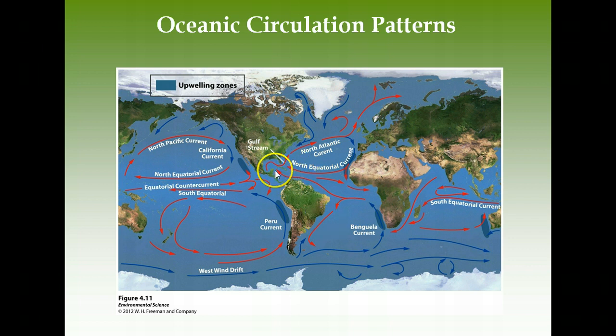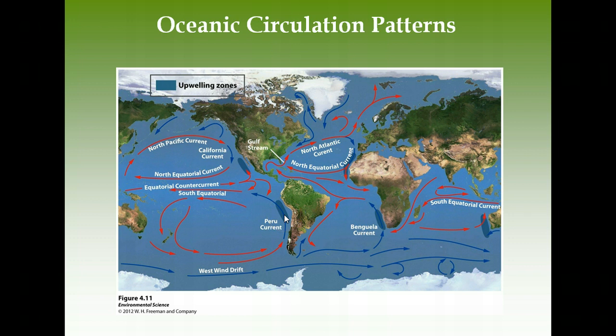Notice it's surrounded by these warm currents. West coast of South America, the Peru current is cold, and the eastern side has a warm current. These sections right here that are dark blue are called upwelling zones.